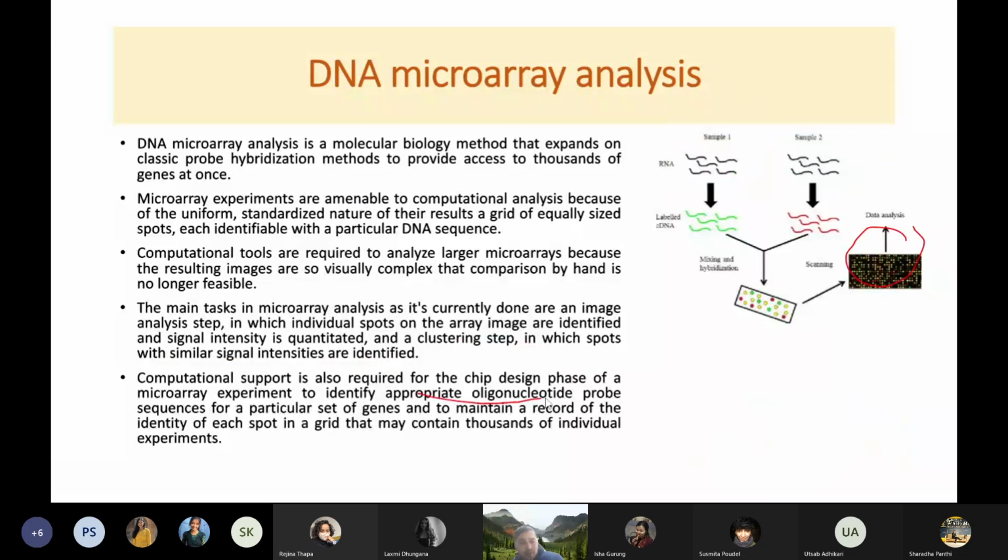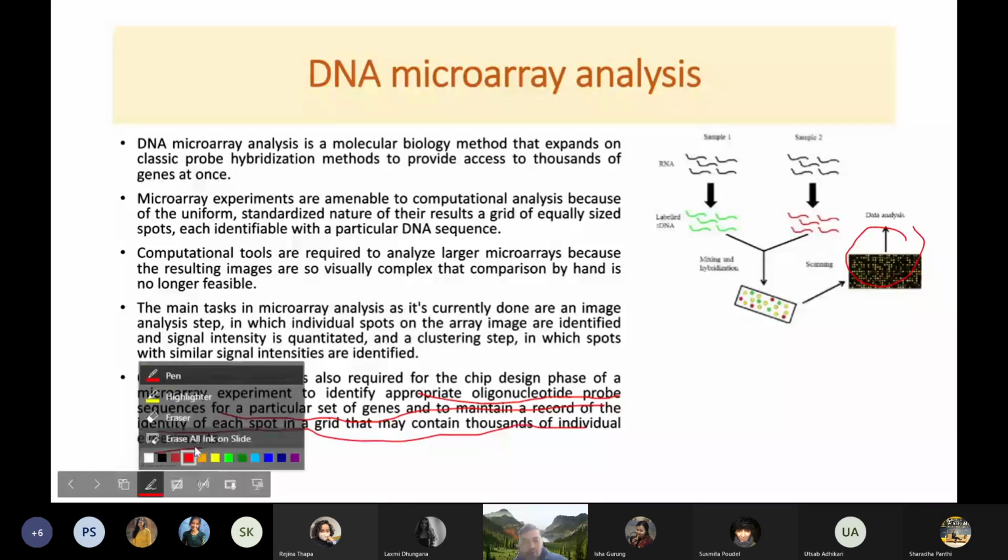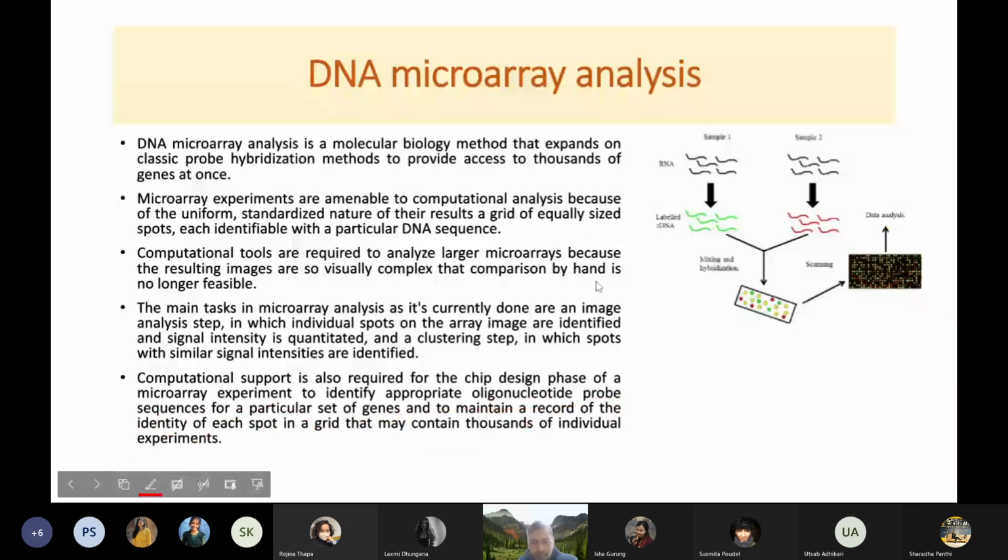Of the microarray experiment, to identify appropriate oligonucleotide probe sequences for a particular set of genes, and to maintain a record of the identity of each spot in the grid that may contain thousands of experiments. So how to design the probe, the correct probe, so that it will hybridize correctly, even that you need the power of computers. And for storing DNA microarray data, you need the power of computer databases. So even to analyze the DNA microarray experiments, you require the computational approach.